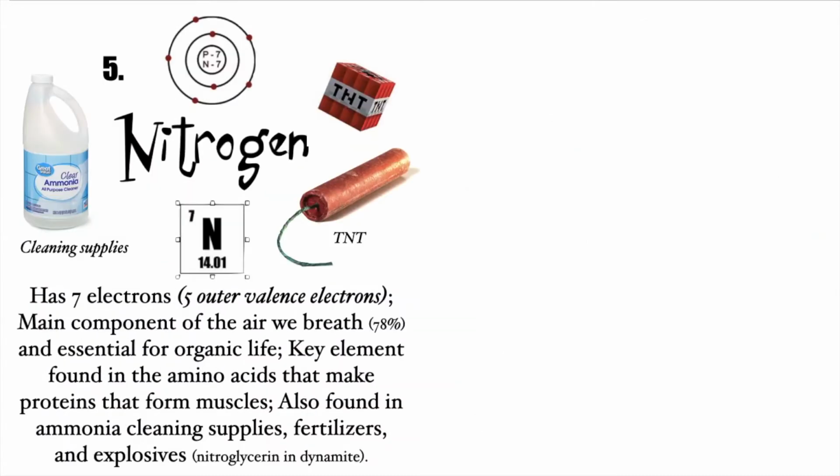Now we have nitrogen. Nitrogen is our 3rd main element for organic life. It's primarily found in the atmosphere, in the air we breathe. It's found in amino acids to make proteins, and it's also found in ammonia, fertilizers, and explosives. Think of nitroglycerin.